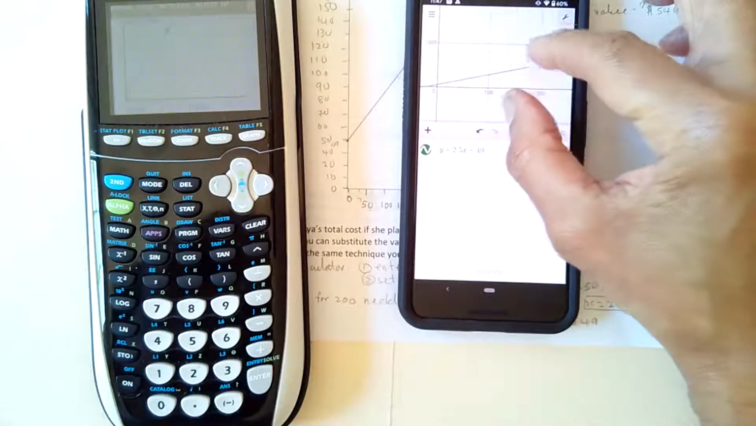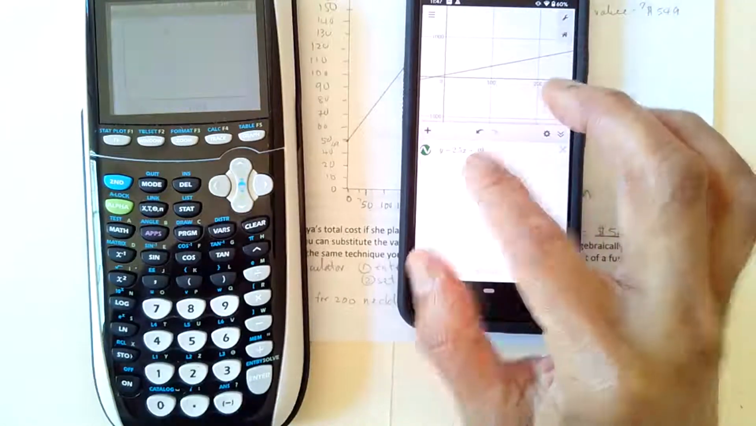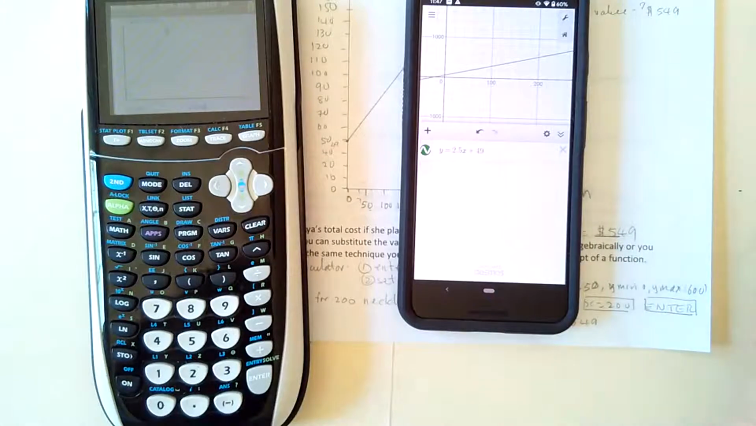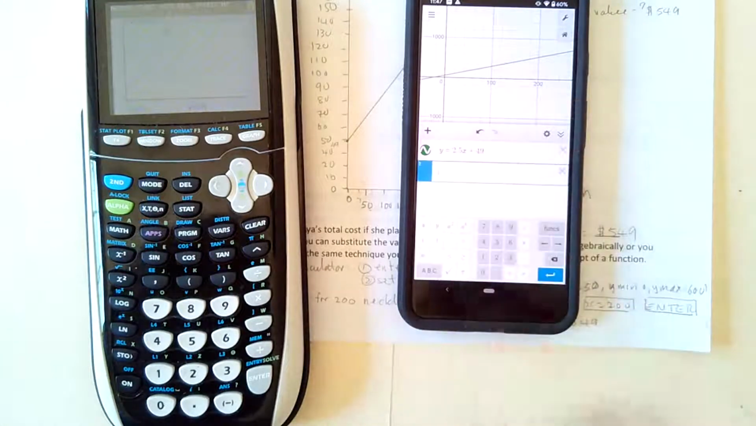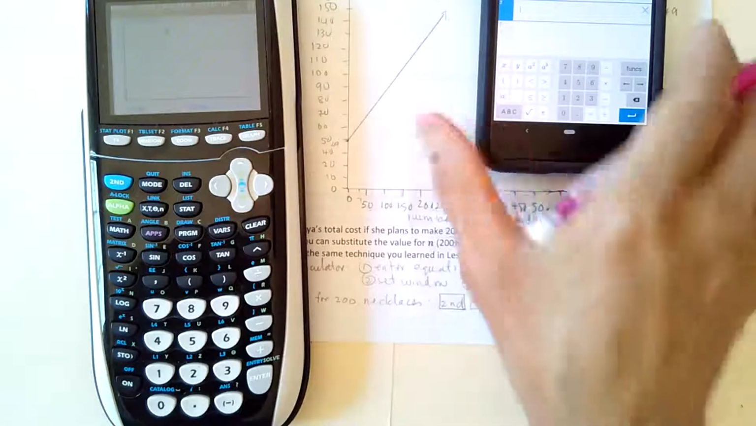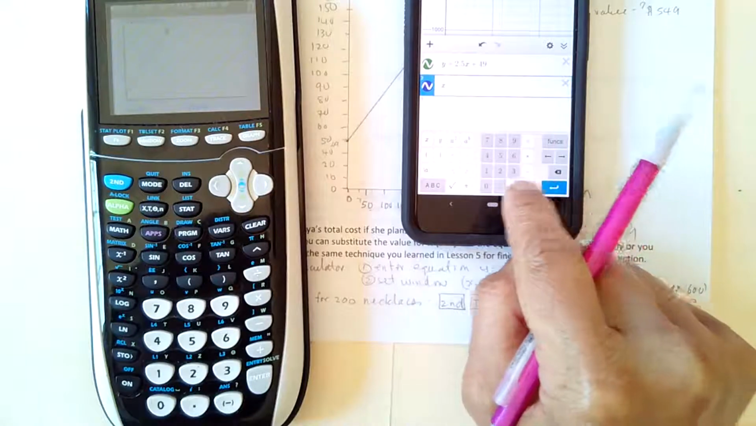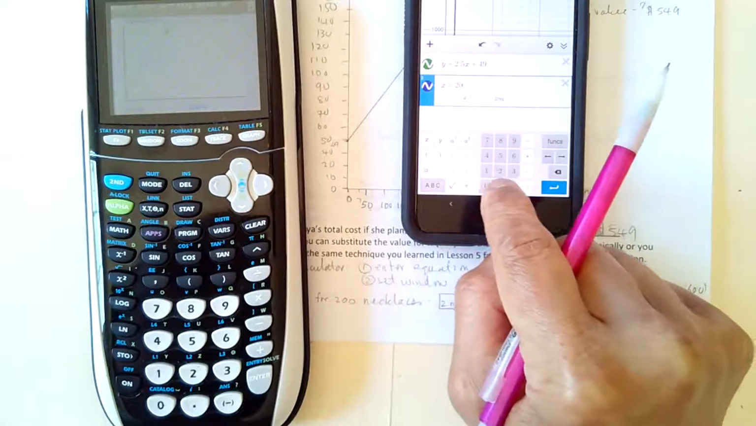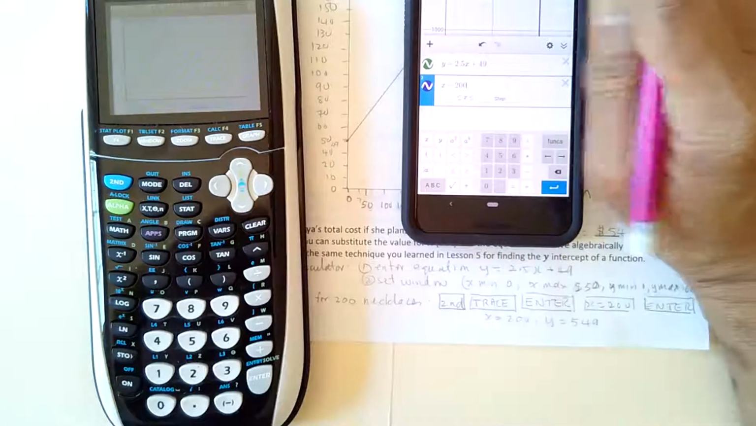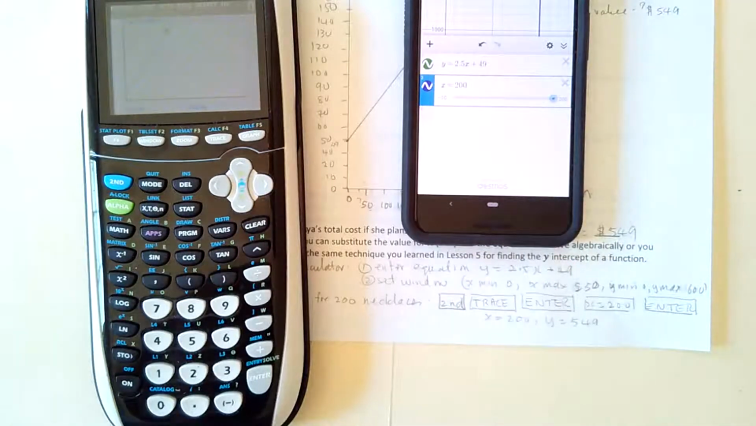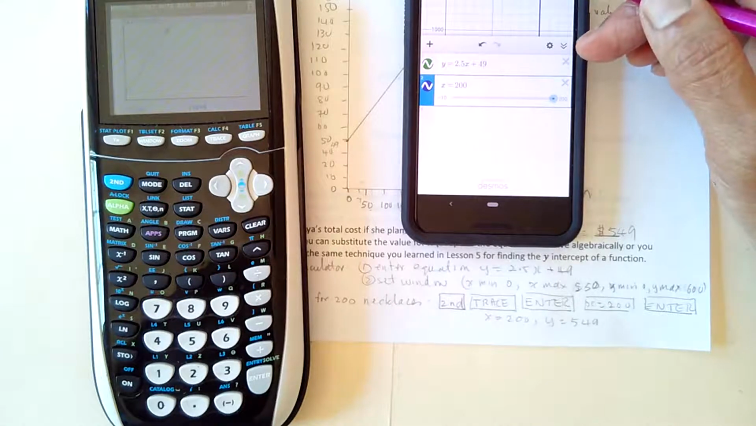Now we need to get another line. This is a little bit more step here. We need another line that tells us what the X value is. Now our X value is 200. So in Desmos, you'll put in here X is equal to 200. And that's your line 200. You tap on it, and that will give you your cost for 200 necklaces, $549.